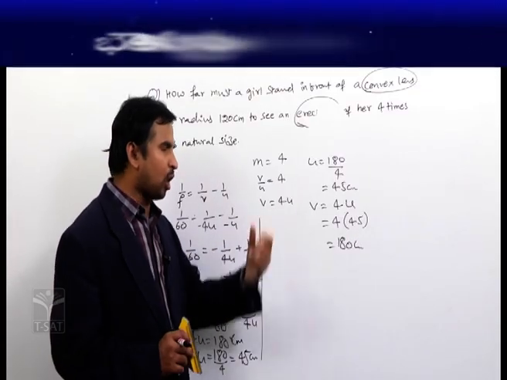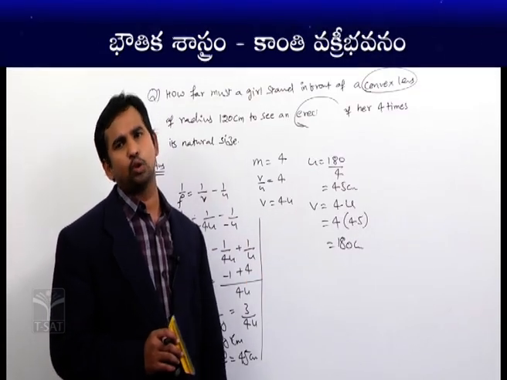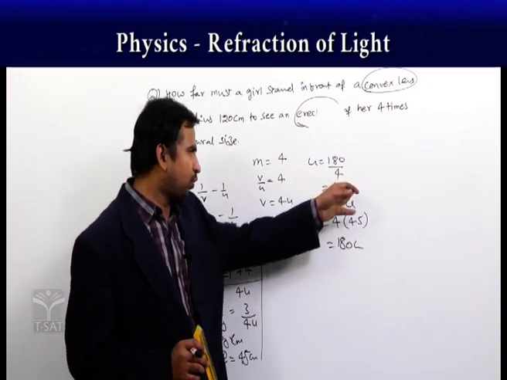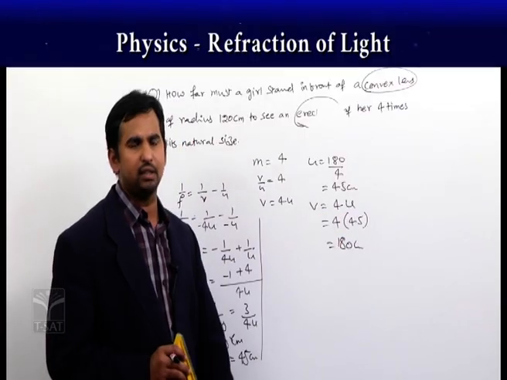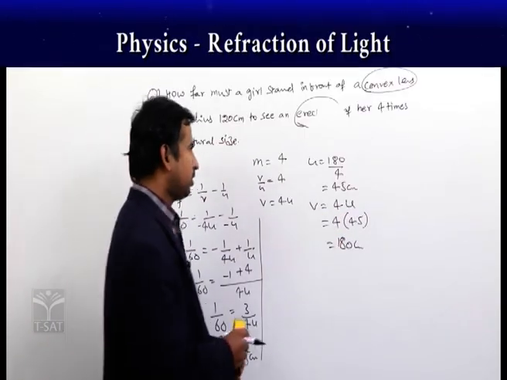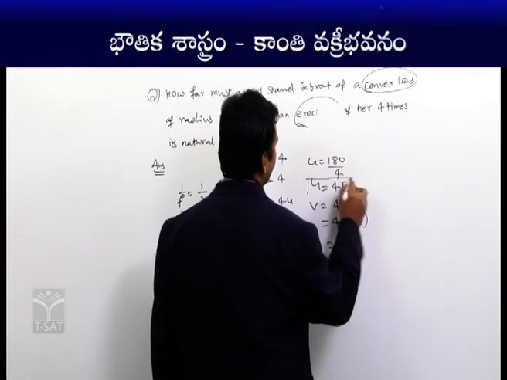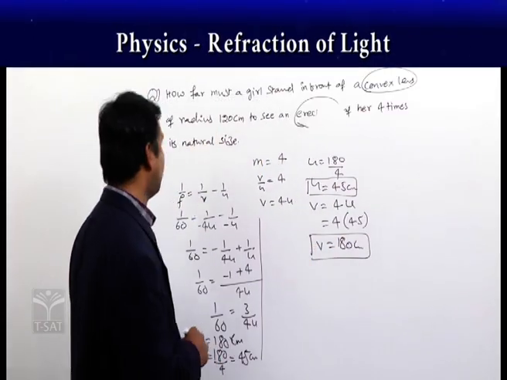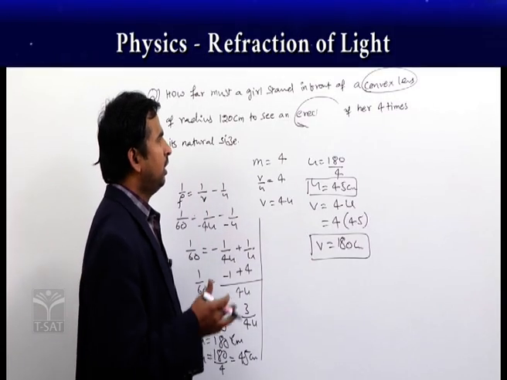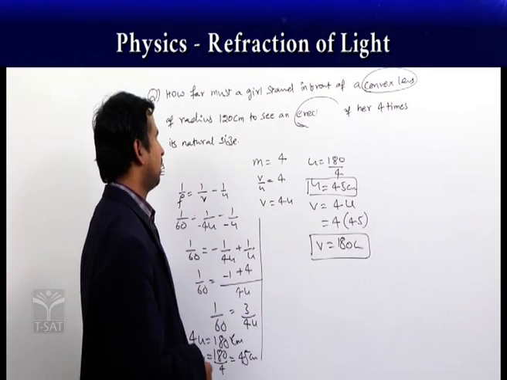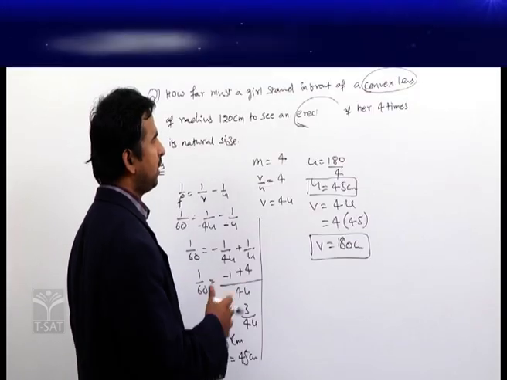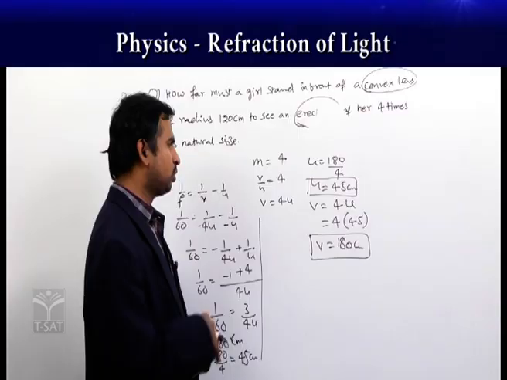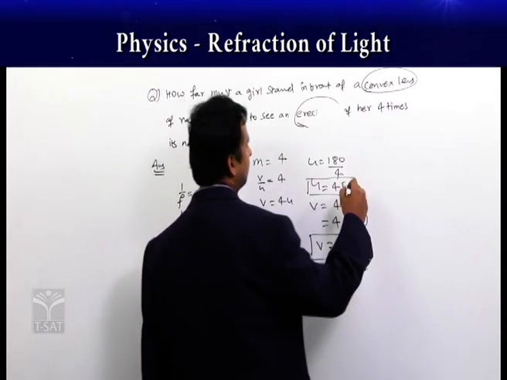So that's why we got the object distance less than the focal length value, which is 60 centimeters. Okay. So u is equal to 45 and v is equal to 180 centimeters. This is the object distance and this is the image distance. According to our given question, how far must a girl stand in front of this convex lens of radius 120 centimeters to see the erect image of her 4 times its natural size? Then where she has to stand is the object, which is nothing but the girl here.